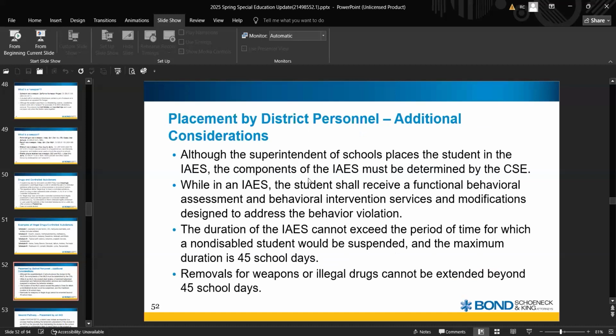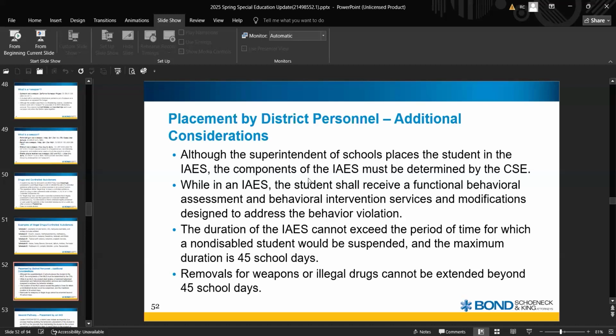So these are some additional considerations. As I mentioned, even though the superintendent of schools can order the removal to the IAES on those grounds, the components of the IAES are determined by the CSE. While in the IAES, if they're going down this road, you have to do an FBA if one hasn't been done, and behavioral intervention services and modifications to address those behaviors. So if they already have a BIP, we're looking at whether we need to modify this BIP. If they don't have a BIP, then we need to have one in place. As I mentioned, the IAES cannot exceed the period of time in which a non-disabled student would be suspended, and the maximum period of removal is 45 days.